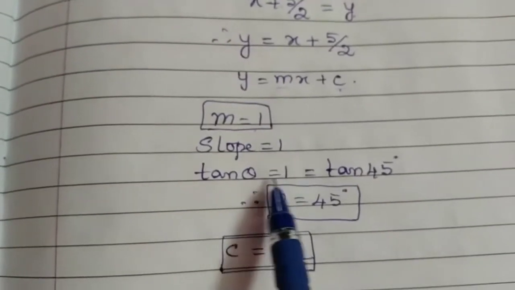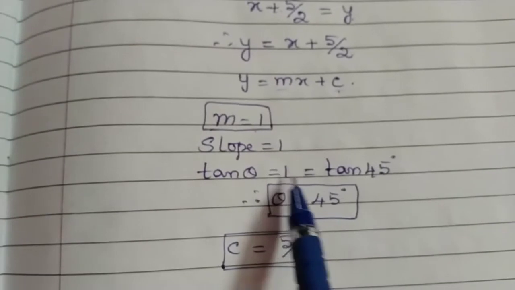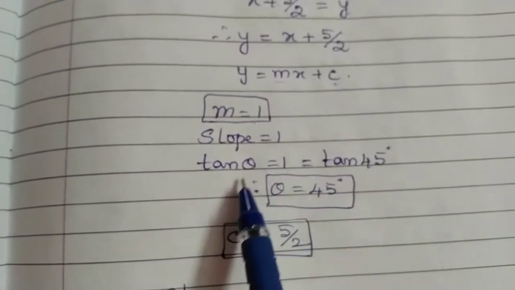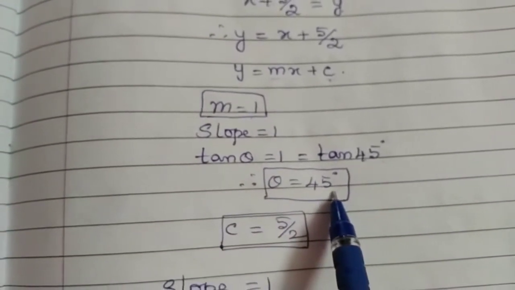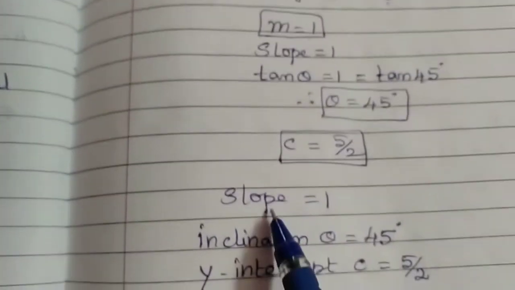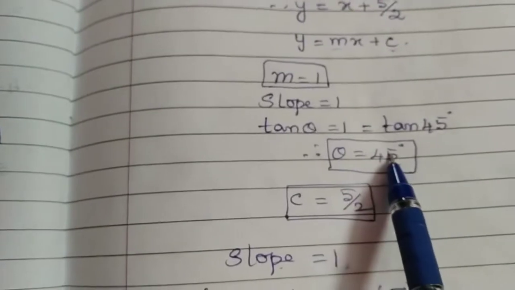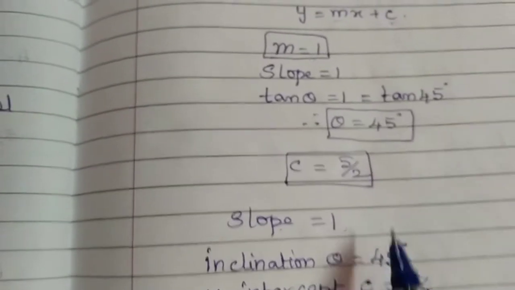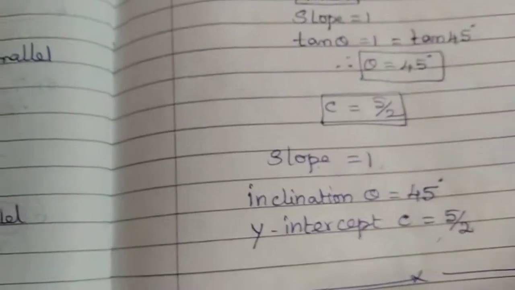By the slope formula, tan theta equal to 1. Which angle has tan equal to 1? Tan 45 degree. So theta equal to 45 degree. C equal to 5 by 2. That is, slope equal to 1. Inclination theta equal to 45 degree. Y-intercept equal to 5 by 2. We get the answer.